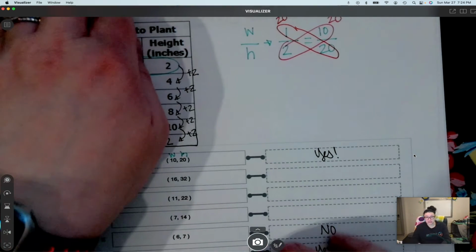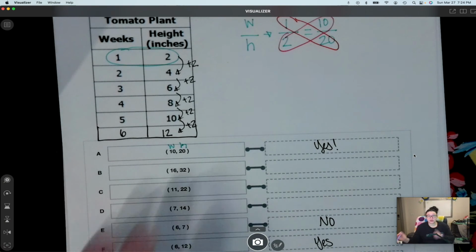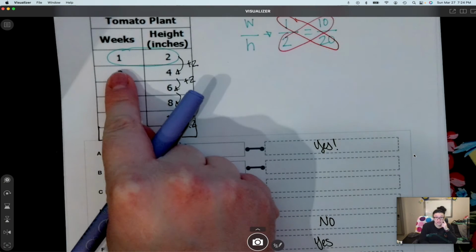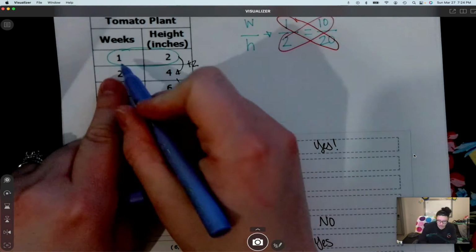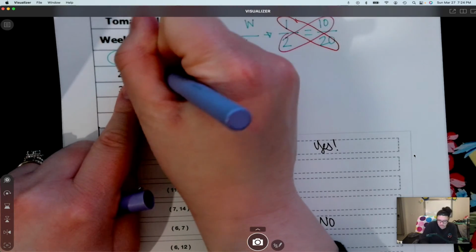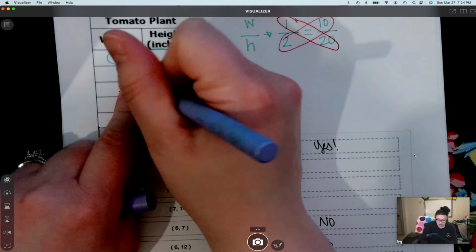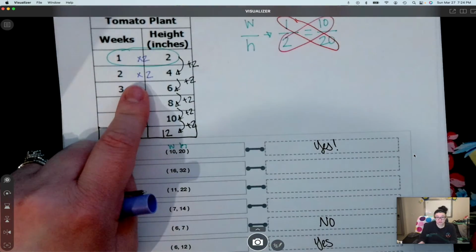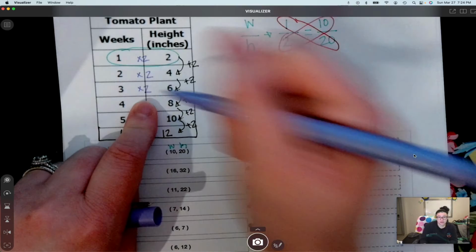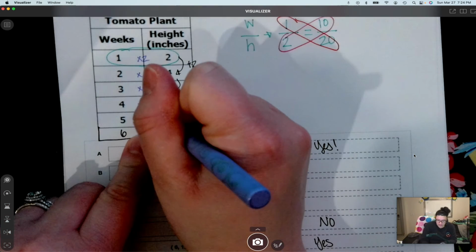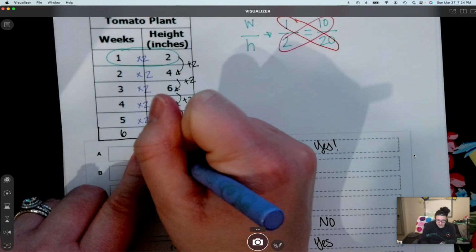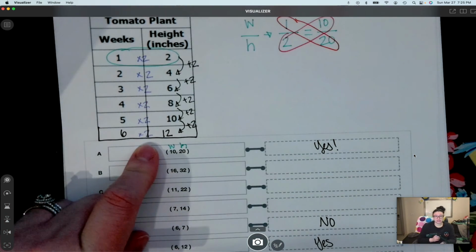A third strategy that you could use is maybe you're recognizing a relationship between your x and your y. Maybe you're noticing that to go from 1 to 2, I can do times 2. 2 times 2 gives me 4. 3 times 2 gives me 6. And I find that pattern all the way through. I take my weeks times 2 and I get the height of the plant.